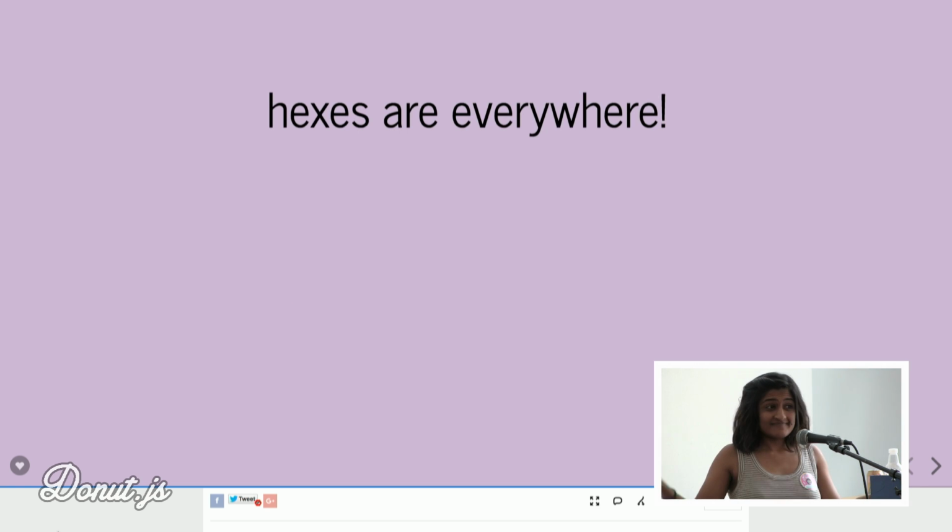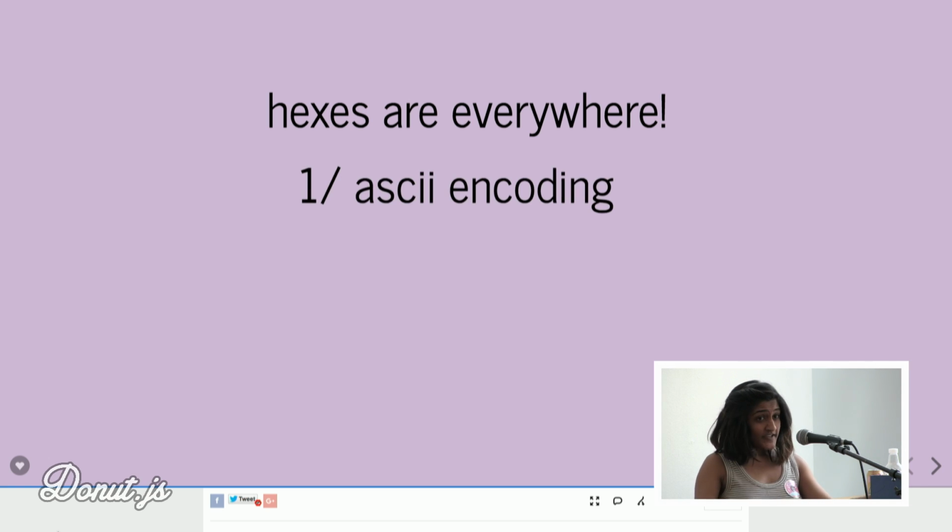So, hexes are one example in our CSS, but they're actually everywhere. They're in ASCII encoding. There is an ASCII table. If you look up the extended ASCII table, there are 256 possible different codes. And if you're not familiar with ASCII, it's often used for representing special symbols or translating between languages. It's also used in hex speak. Hex speak is often referred to as magic debug values.